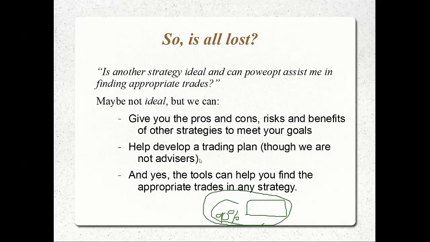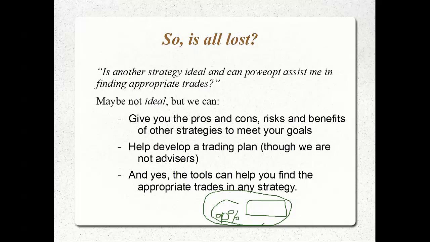Did I completely just say to Lance, no, you can't, after spending the last 30 minutes saying, Lance, no, you can't do this? Married puts won't do that unless you get stocks that consistently move up 10 or 13%. Is all lost? Absolutely not. Is there another strategy that's ideal, and can PowerOpt assist me in finding the appropriate trades?